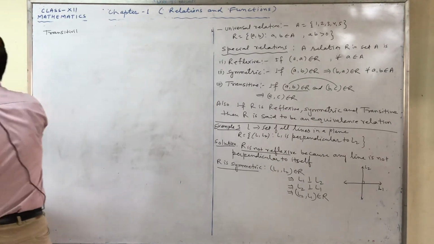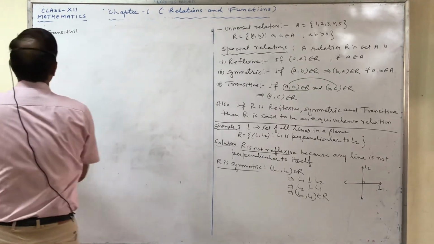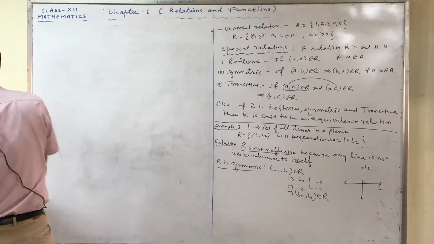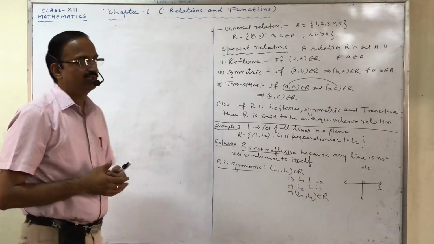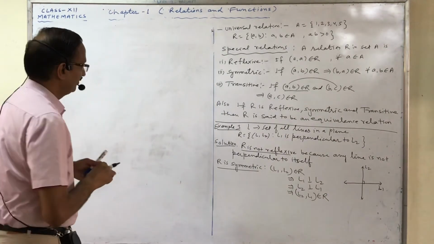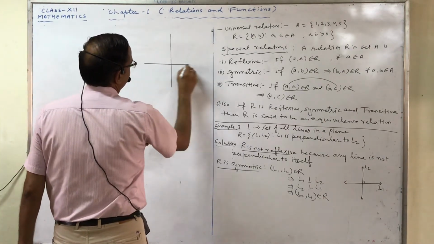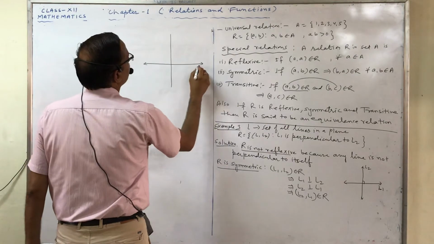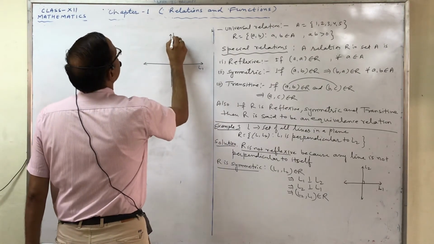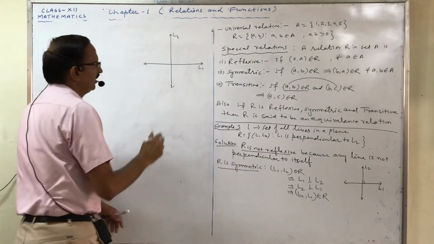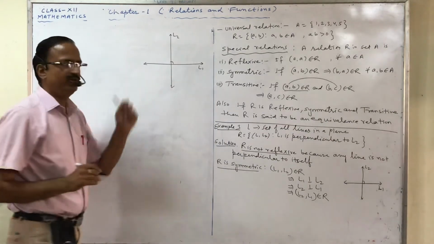So we will check transitivity. Okay, children? For that we need three lines. First of all, I am drawing the figure. Look at this figure. This is L1. This is L2. L1 is perpendicular to L2.